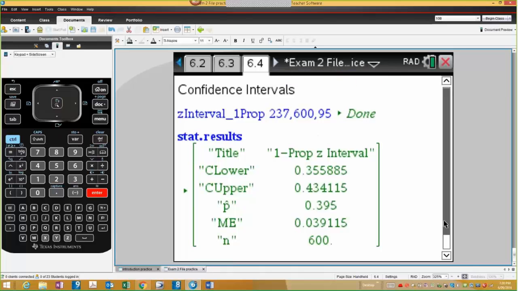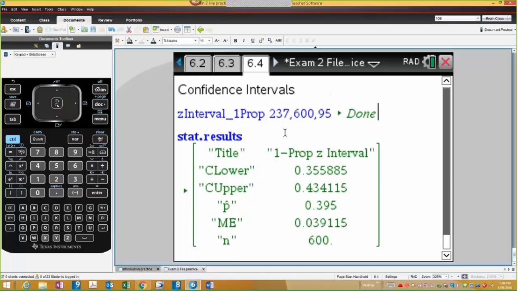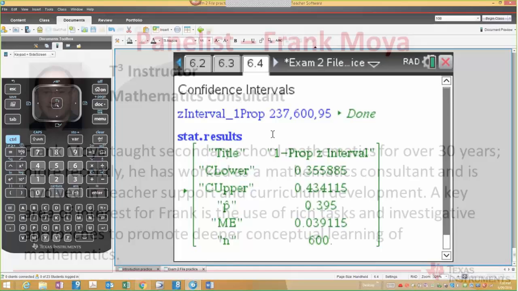So hopefully that gives you a little bit of an idea how to possibly set up some files for your students to answer exam 2. And I think it's time now to hand over to Frank.